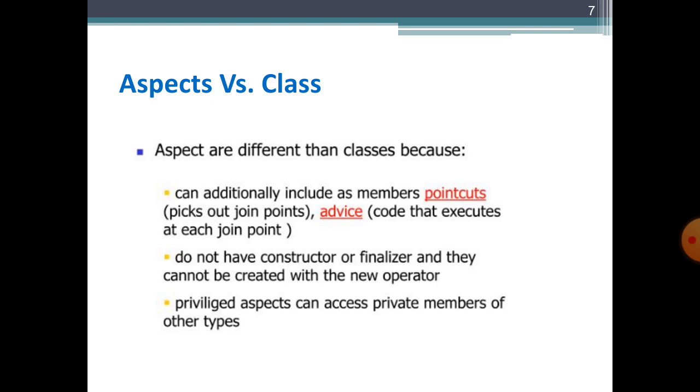Another difference is that aspects are privileged: they can access private members of other types, whereas in a class we cannot access the private members of other classes. Only the protected members can be accessed in a derived class. So in aspects, different privileges allow access to private members of other types as well. So these are the differences between aspects and classes.